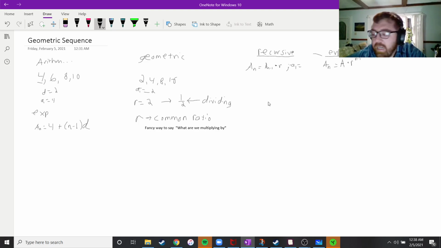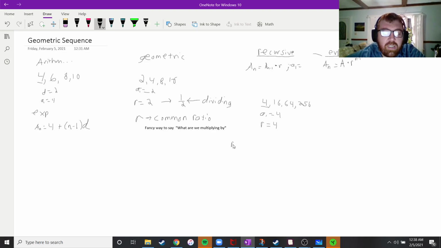But let's say I had a sequence that was 4, 16, 64, 256. My first term, A1, is going to be equal to 4. It's right there. My R, my common ratio, is going to be equal to 4 as well. I guess I just keep choosing the exact same. So what would my recursive and my explicit formula look like?